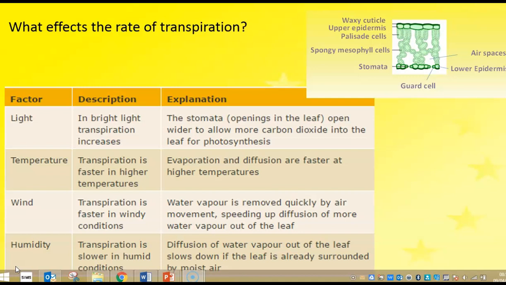The other thing which is quite similar to this is humidity. So you know when it's one of those days where it's kind of wet and muggy and it feels like it's going to rain, that means that there's a lot of water vapour in the air. If we've got a lot of water vapour in the air, the same thing happens as before. We don't have a very big gradient of water vapour from the inside and the outside, so less water vapour will leave.